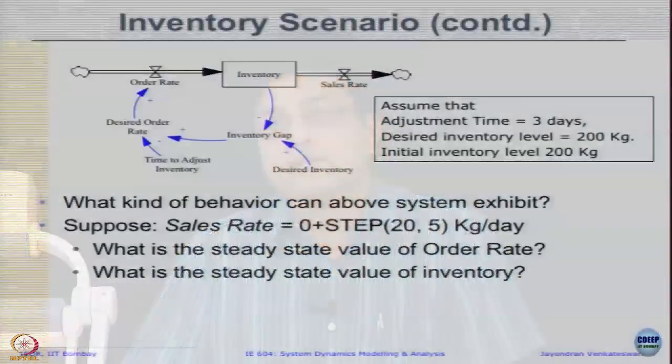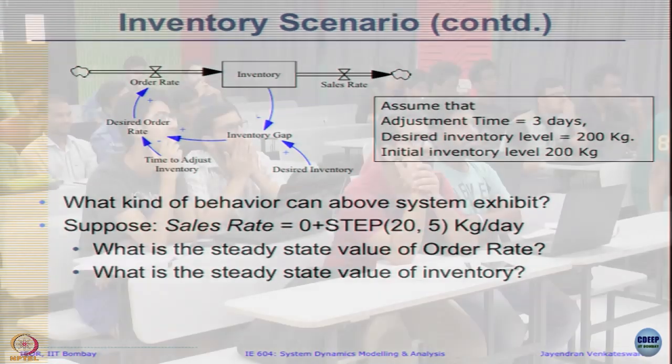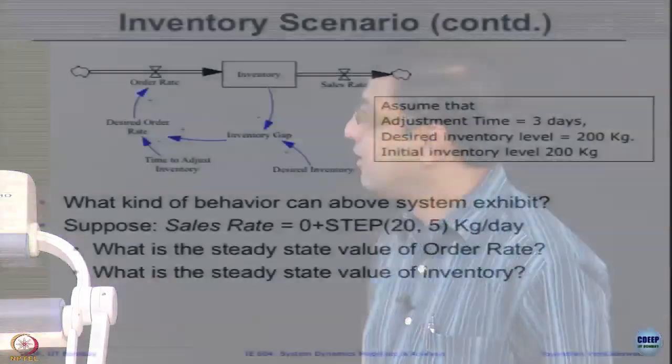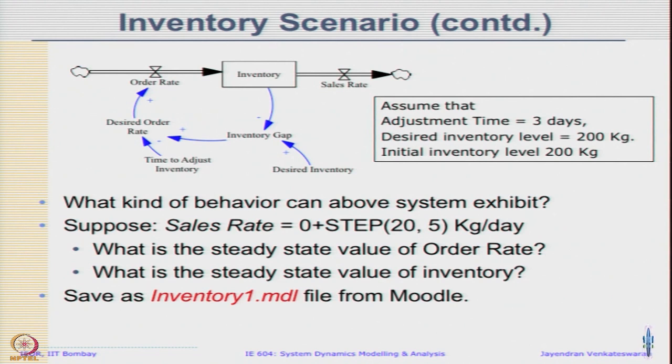What will be the steady state value of inventory? Will it remain at 200 or not? It will be less. How much less? The time to adjust inventory is 3 and order rate is 20, so it should be about 140, or we are going to simulate it and see. With a constant exogenous variable, the new steady state value will be less than the desired value by an amount that is the product of the steady state sales rate and the time to adjust inventory. So, does it reach 140? Save this model as inventory1.mdl file.